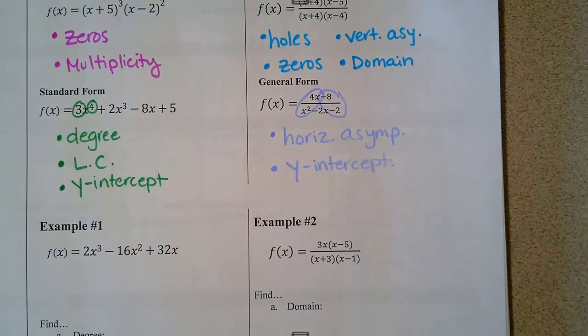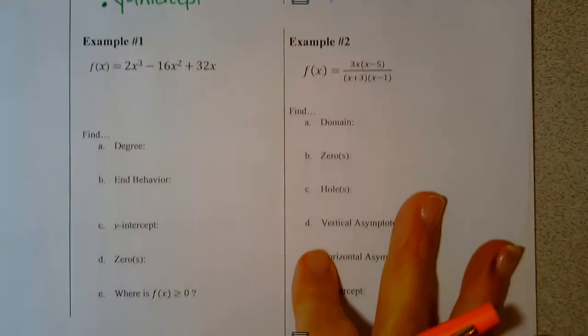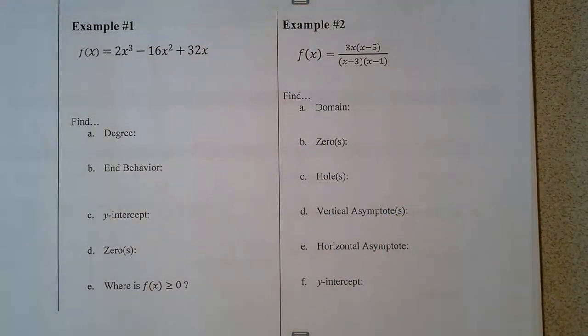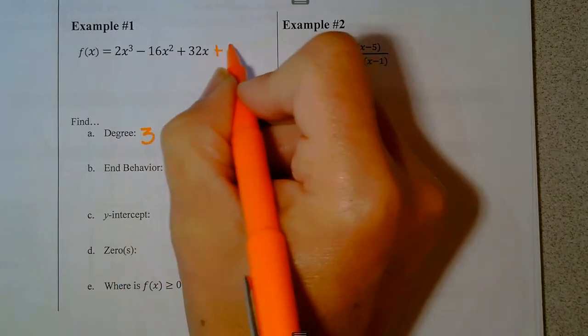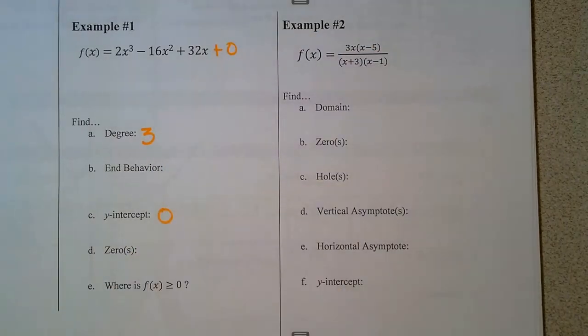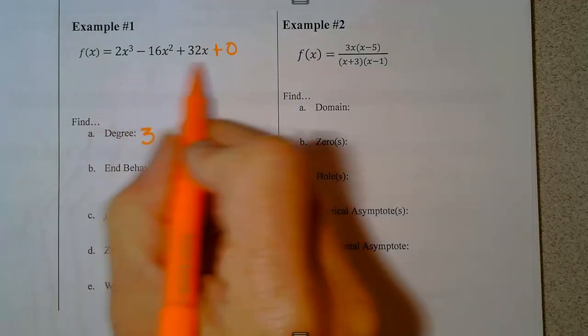How are we feeling? Kind of, sort of, okay. Okay, so now, these are 2 examples that you might see on an FRQ. They'll give you a function and then you gotta list all these things. So if this was my function, what's my degree? Easy point. 3, fantastic. We're gonna skip on behavior. What's the y-intercept? 0. What are the zeros?